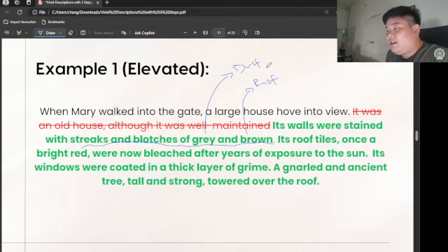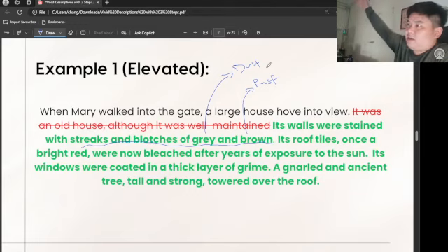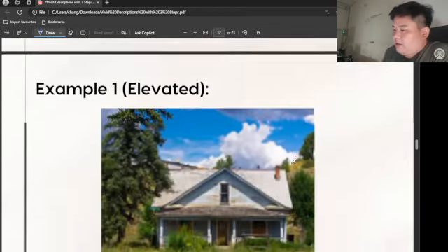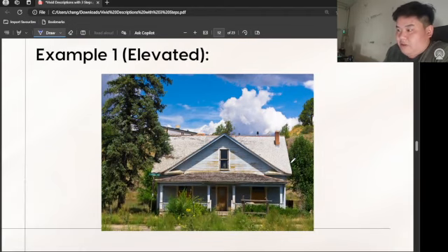Okay. A gnarled and ancient tree, tall and strong, towered over the roof. So we know that trees take a long time to grow, right? If you are describing a tree as being very tall, okay, then that's how we know that that house has been around for a very long time. And of course, to further add weight to the description here, we made use of adjectives like this: gnarled, ancient.